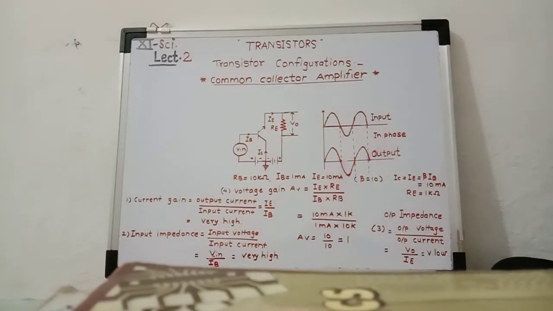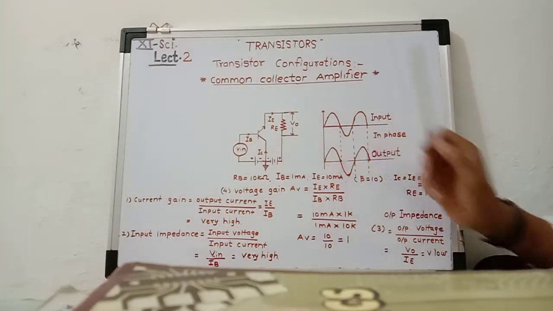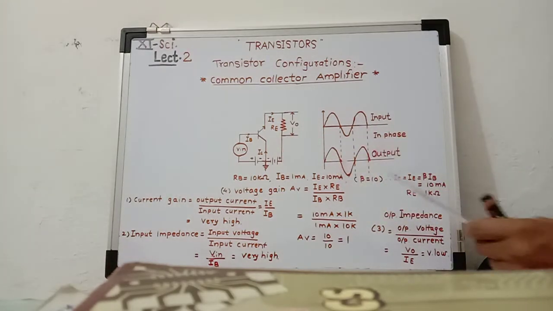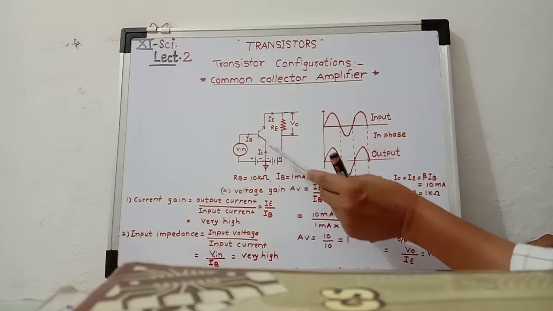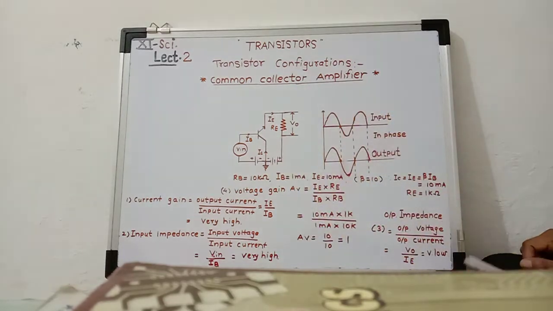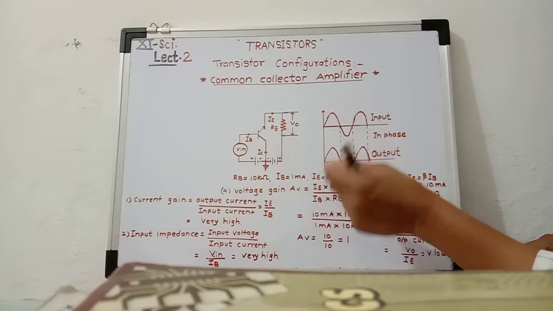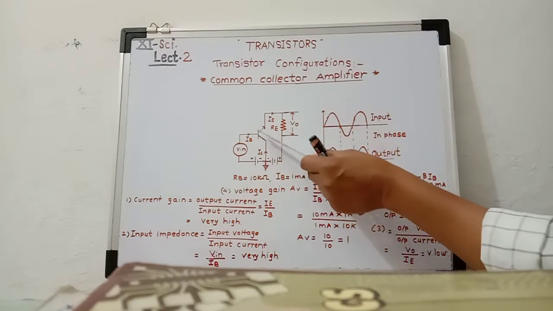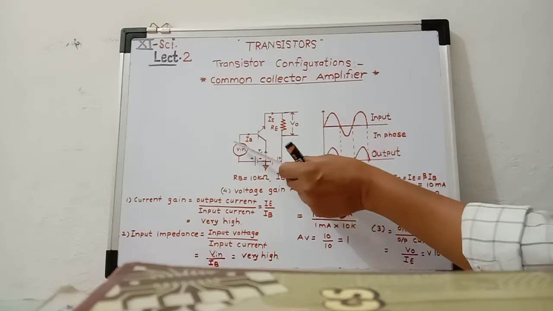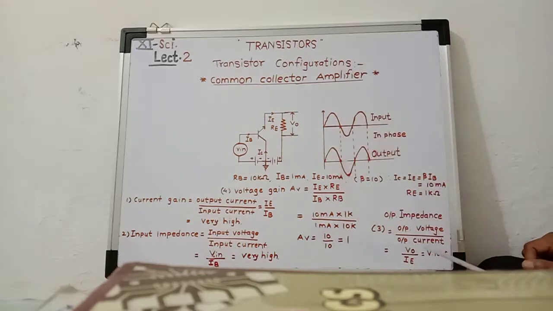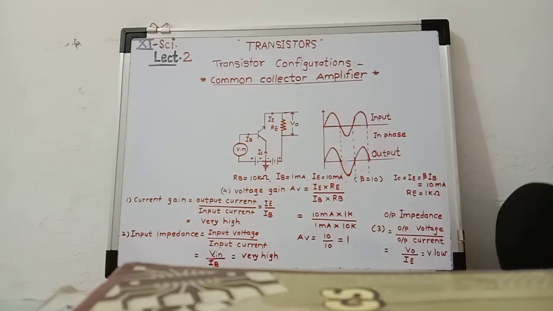Now let us study the common collector amplifier circuit. So this is the common collector amplifier circuit. In this circuit, the collector terminal of the transistor is common for both input and output. So this circuit is called a common collector amplifier.